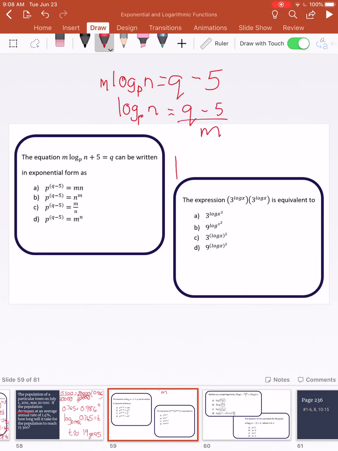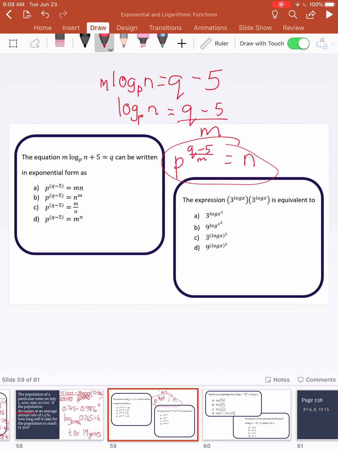And then I could convert to exponential form. So my base would be p. My exponent would be q minus 5 over m, and it all equals my argument. But the trick is that's not one of the answers that's given. So this is a correct answer, but it doesn't match the solution here. So that means there must be another way that I could write this.